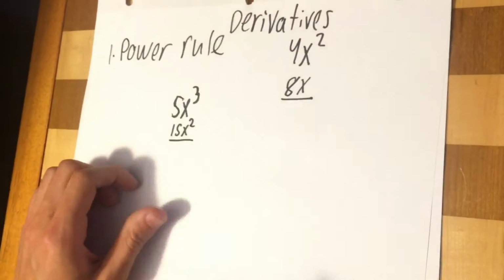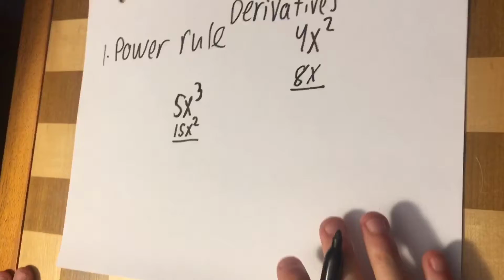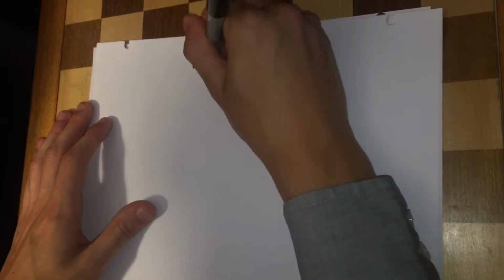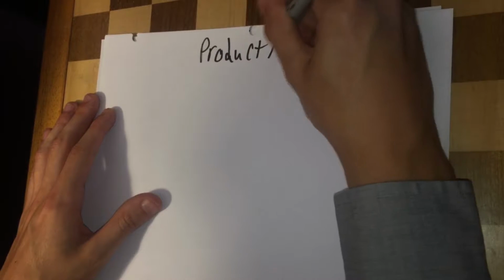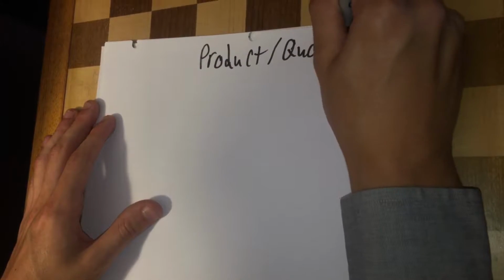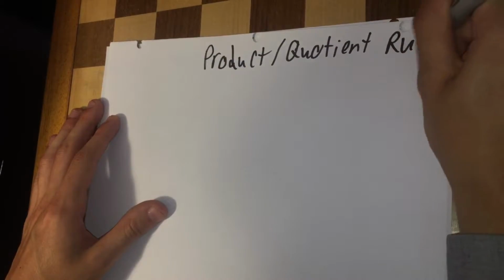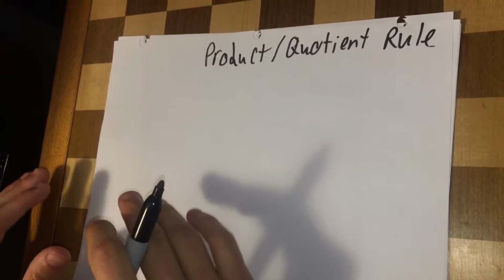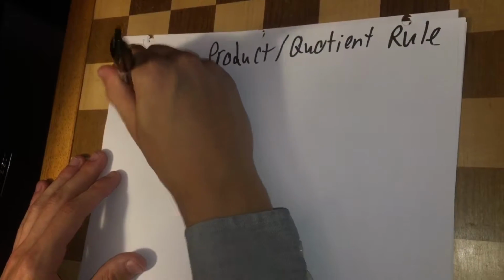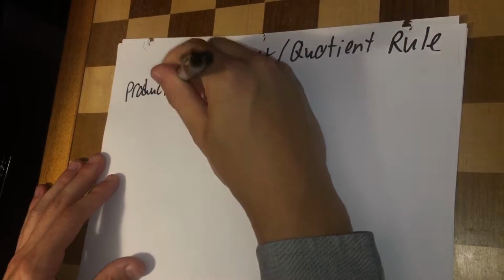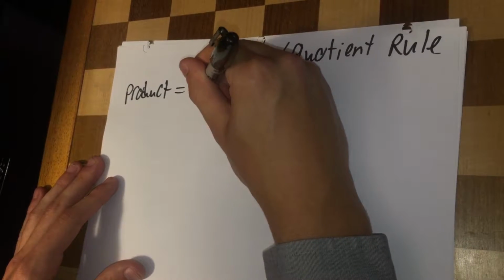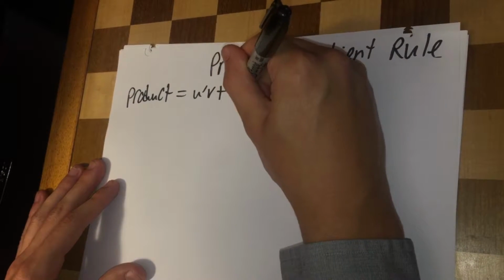So as we can see, we would multiply 3 by 5, get 15, reduce the power, 15x squared is our answer. All right, so now that we've covered the power rule, I want to move on to another topic, a little bit more challenging, but essentially the same concept. We're going to move on to the product/quotient rule. So what we do in the product rule is u prime times v plus v prime times u.